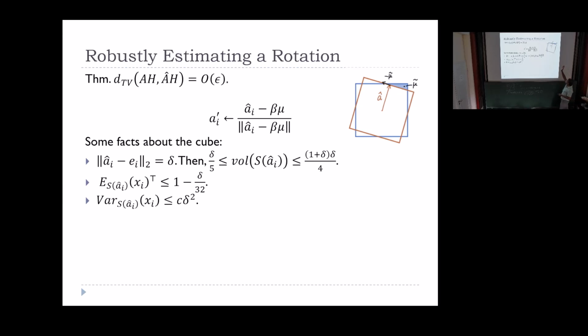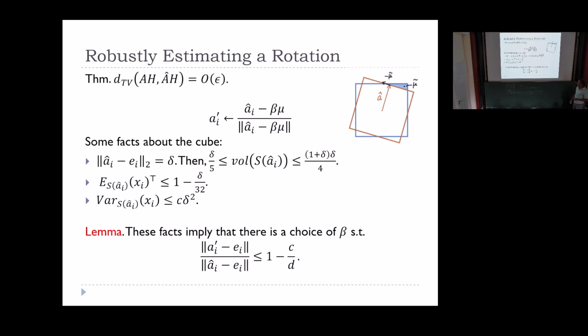If your a_i hat, let's say e_i is the true coordinate, and you are at some a_i hat which is at distance delta, then the volume of the cap can be bounded pretty tightly. The expectation, so the mean, can be upper bounded, the variance can be upper bounded, and so on. And these allow us to give a choice of beta which makes sure that when you make one step, you actually get closer. The distance gets closer by a small factor.